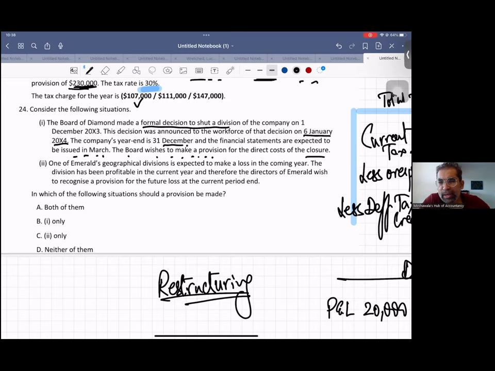So my dear students, the answer is D, neither of them. You cannot book provision for any of this, right? Point number one is about restructuring. Do you remember the restructuring criteria? Two things: formal plan, and number two, you have created valid expectation in those affected. So yes, in this question there is a formal plan, but there is no valid expectation before the year end. See, they have communicated on the sixth. See this date, my dear students. They have communicated to the workforce after year end. So there is no obligation at the year end. Yes, it's non-existing.